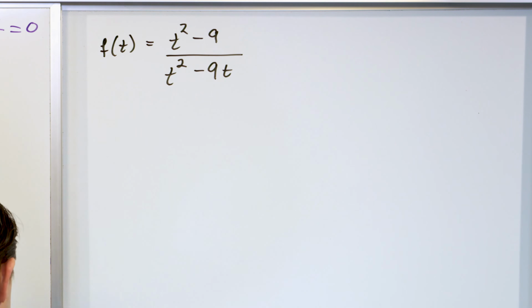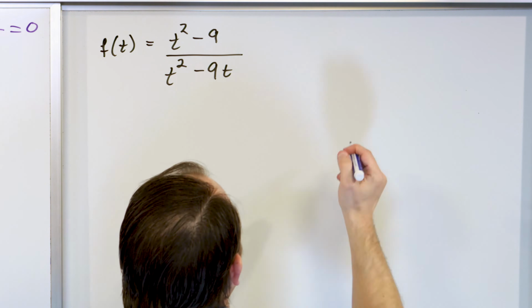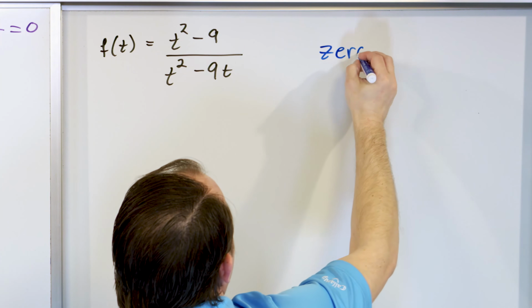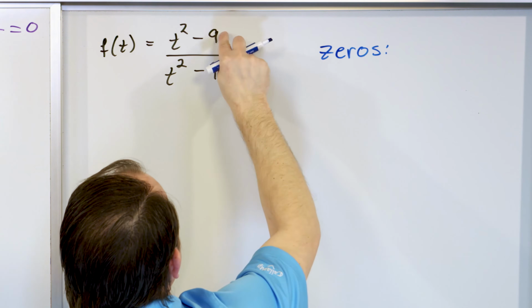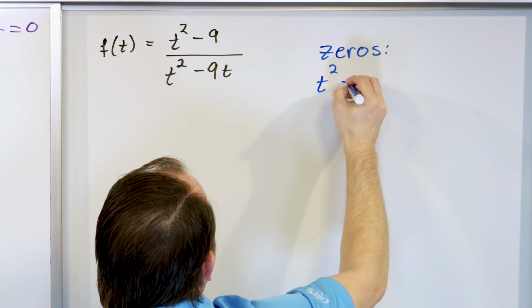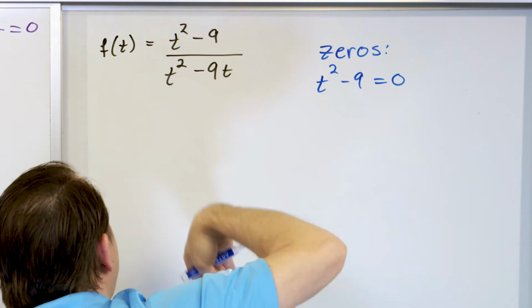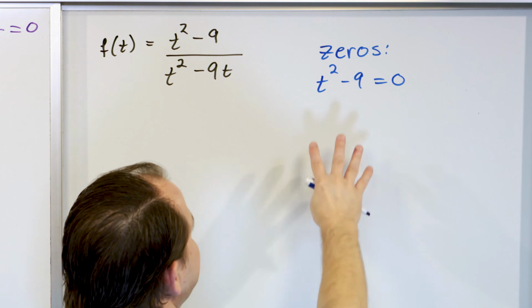So to find the zeros, how do we find the zeros? The zeros are basically, where does this function go to 0? Where does it cross the x-axis? We just take the numerator, t squared minus 9, and we set it equal to 0, because when the numerator is equal to 0, it drives the whole thing to 0. So we have to solve this equation.